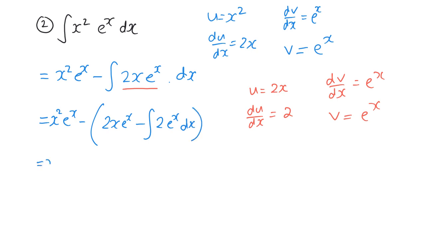So that's x squared e to the x. Just getting rid of this bracket, that's minus 2x e to the x. We've got a minus times a minus, so that'll be a plus. And if we integrate 2e to the x, we get 2e to the x, and then we'll add on our plus c.